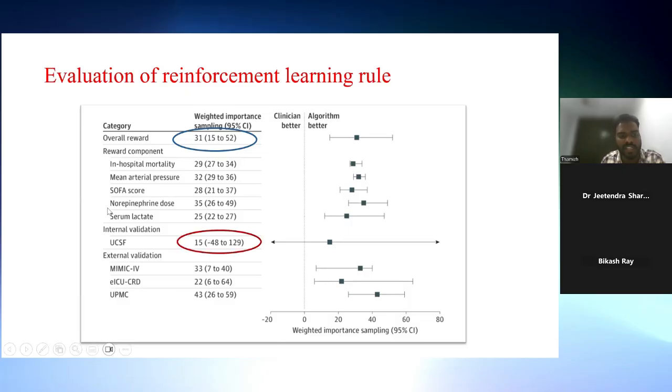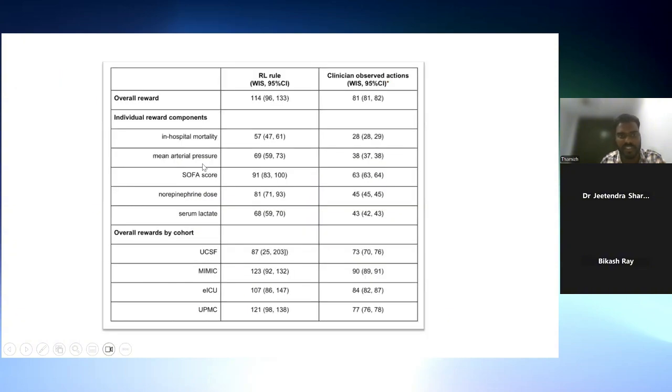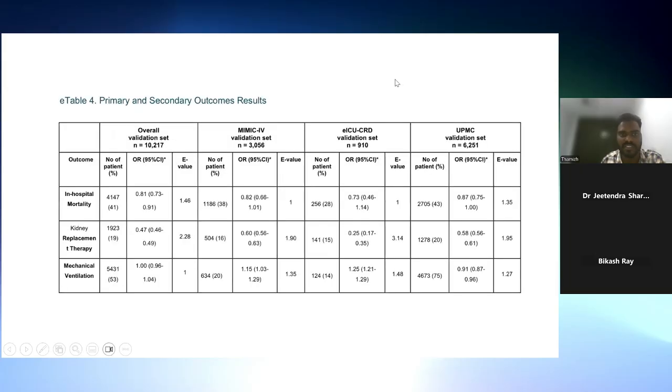Only in the internal validation set, the difference was not statistically significant, as the confidence interval crosses to the other side. But in other groups, it was statistically significant. So this is the data that they have compared between the oral rule group and the clinician observed actions.